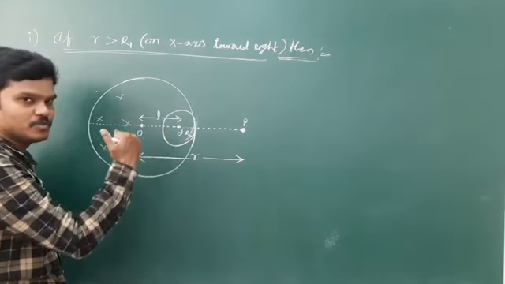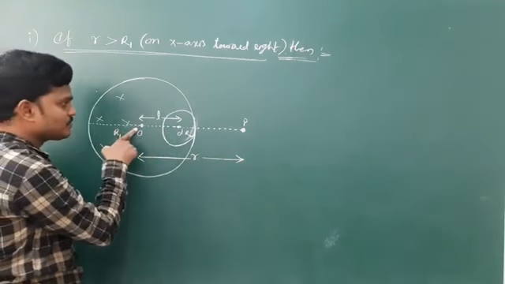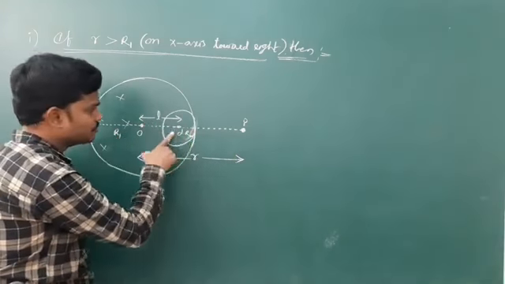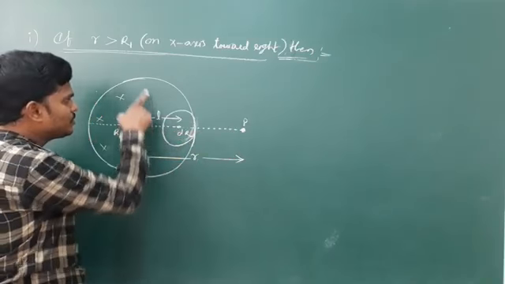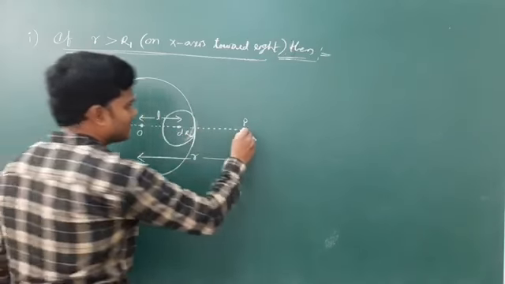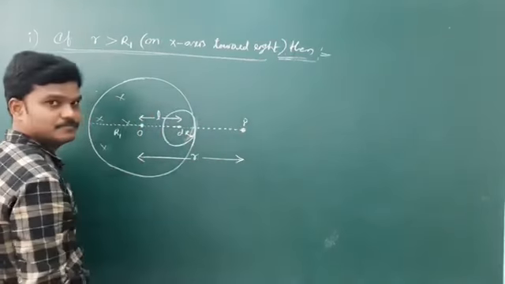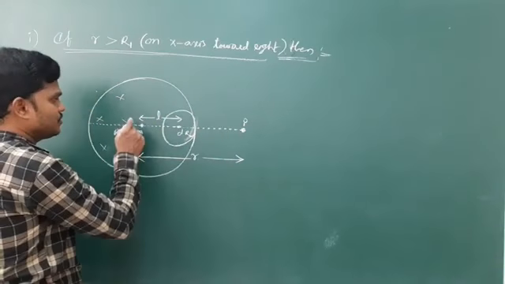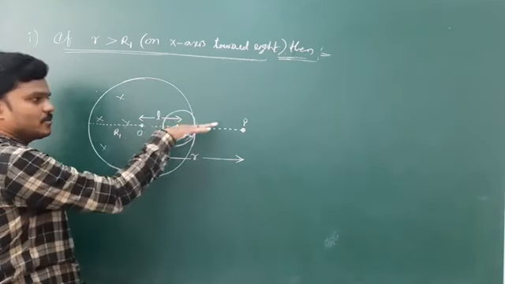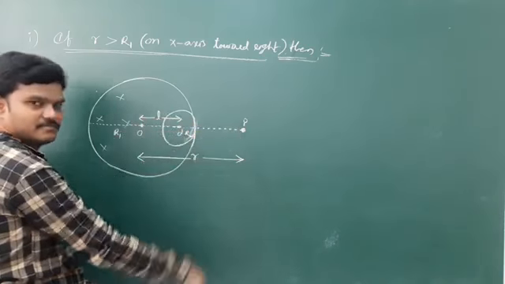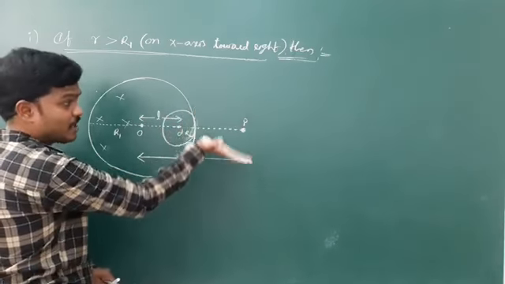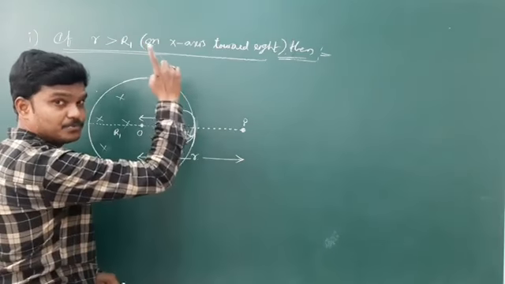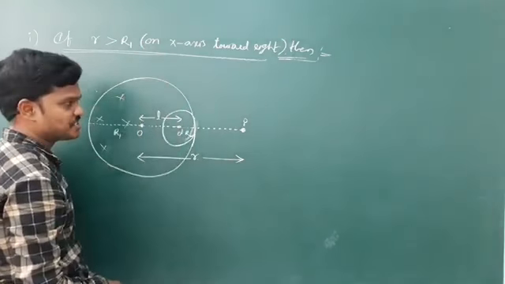Due to this, one field is into the board. Due to this, some field is out of the board. So here due to this, if I calculate, then I will get some B1 value. This is the inward current, field is downward, and this is outward, means upward. So B1, B2, they are in opposite directions.